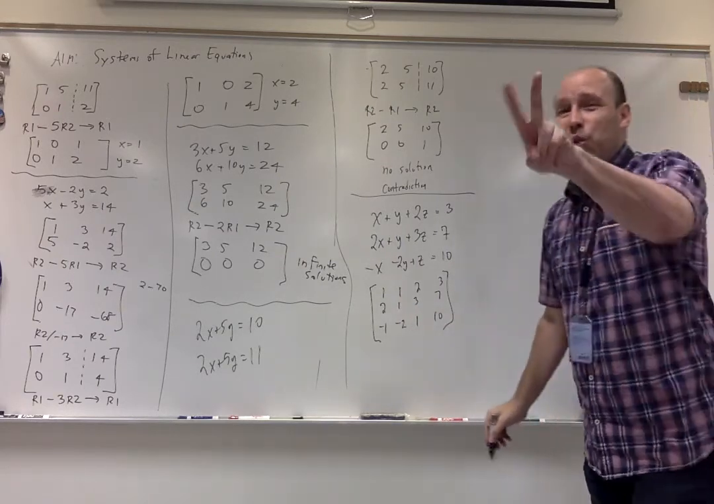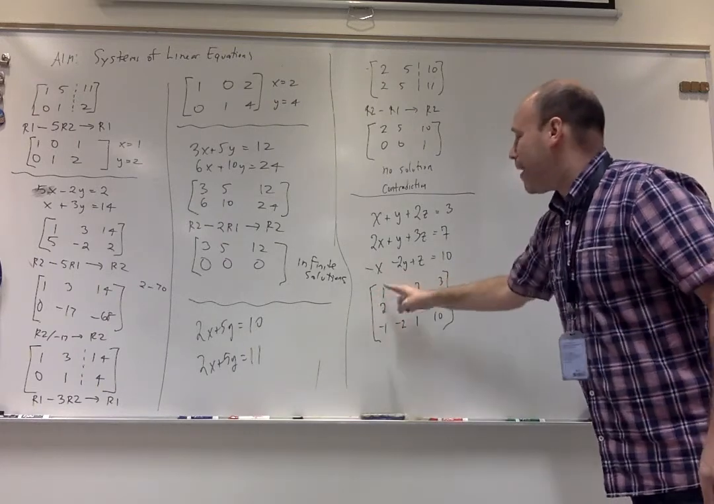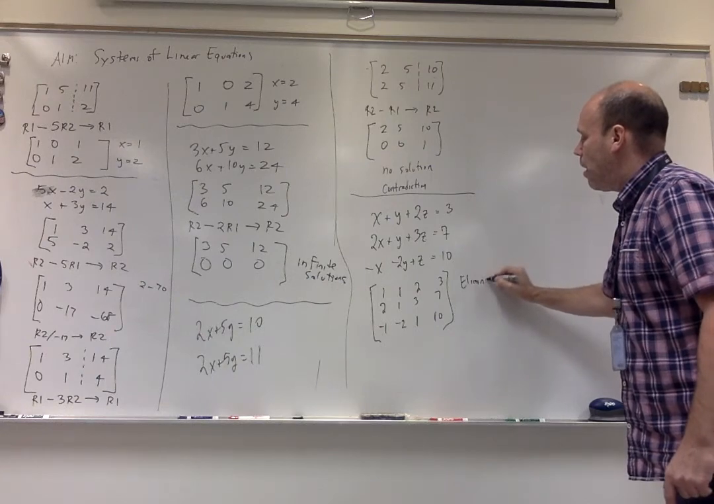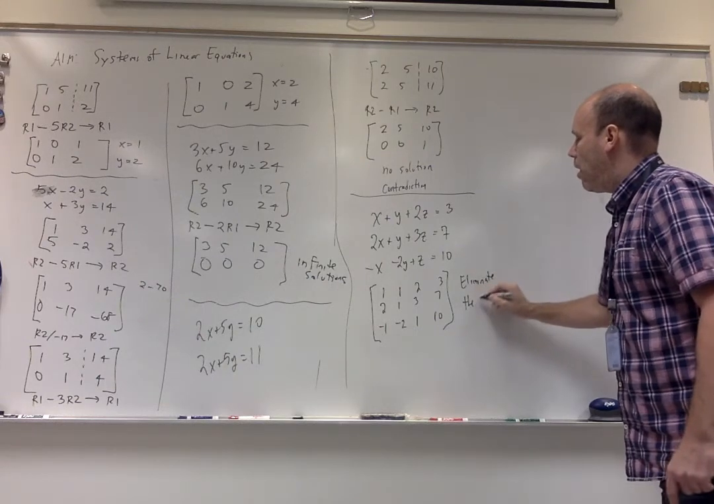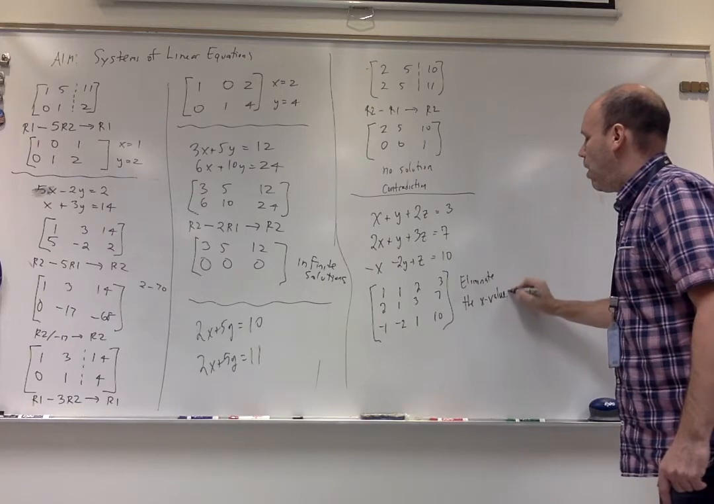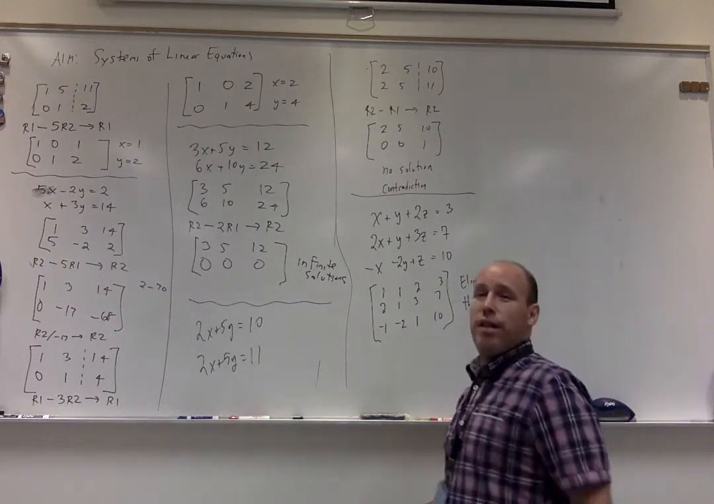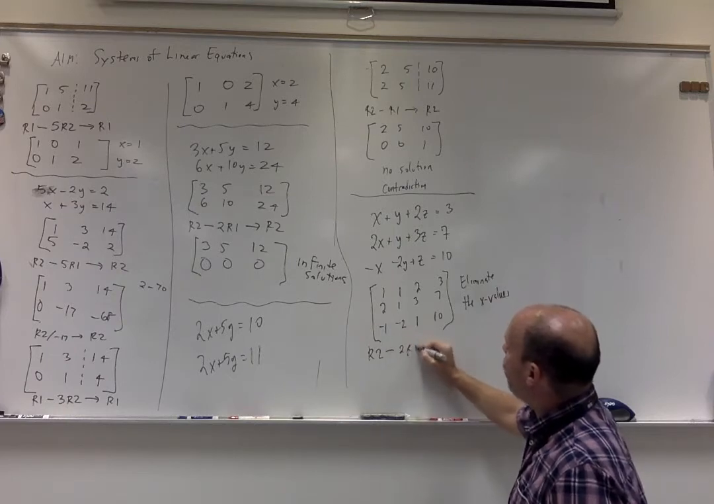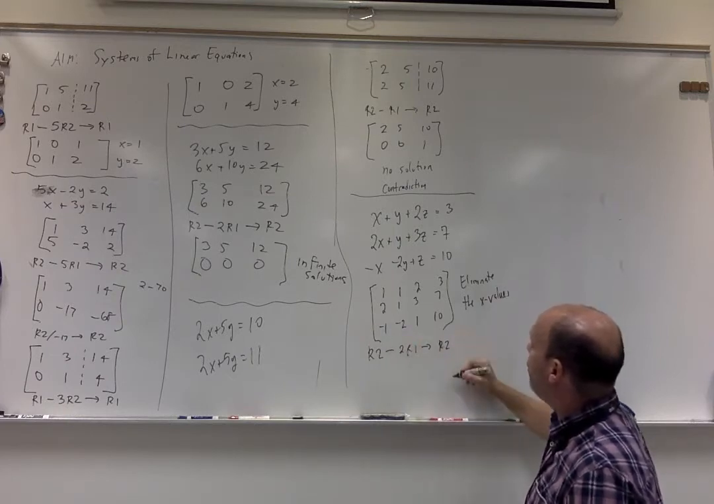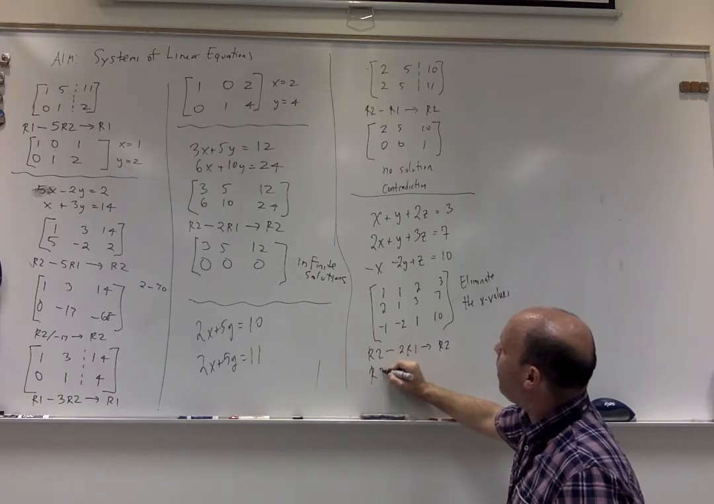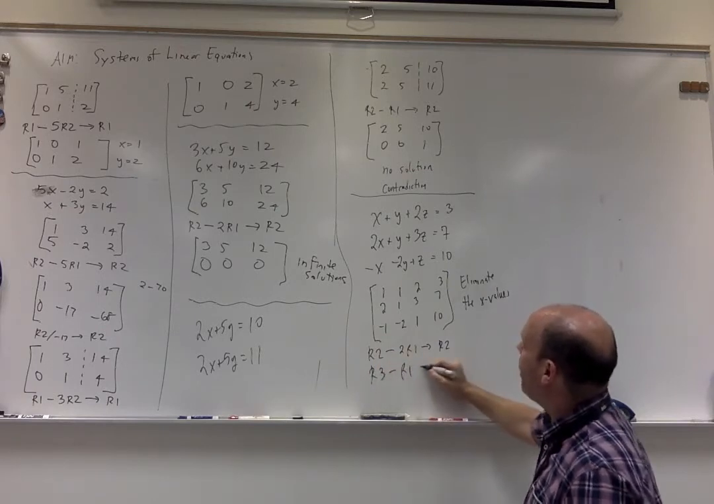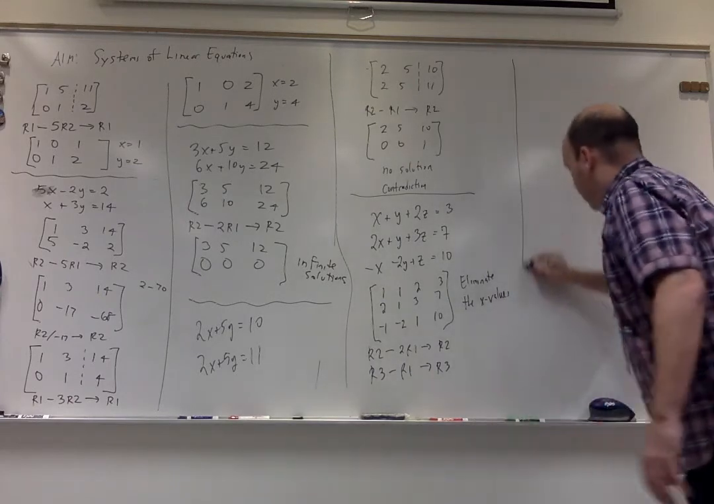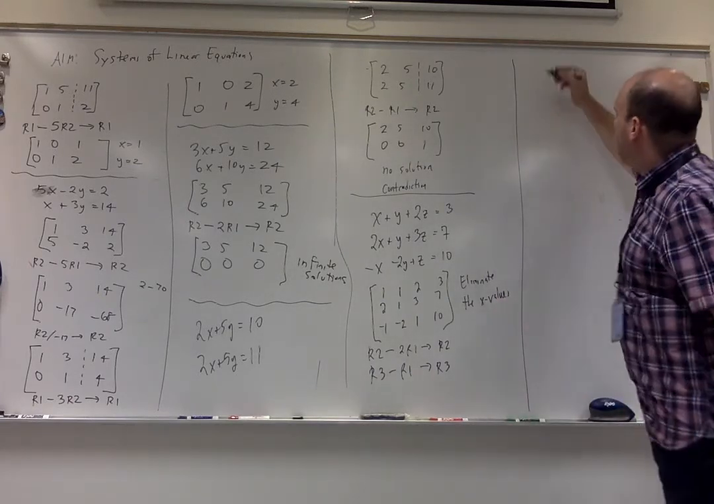Well, I'm going to write 2 instructions because I have a 1 up here, so I'm going to take out all the x's. Eliminate the x's. Okay, my first instruction is row 2 minus 2 times row 1 is my new row 2, and row 3 minus row 1 is my new row 3. Nice. Let's see what's going on.